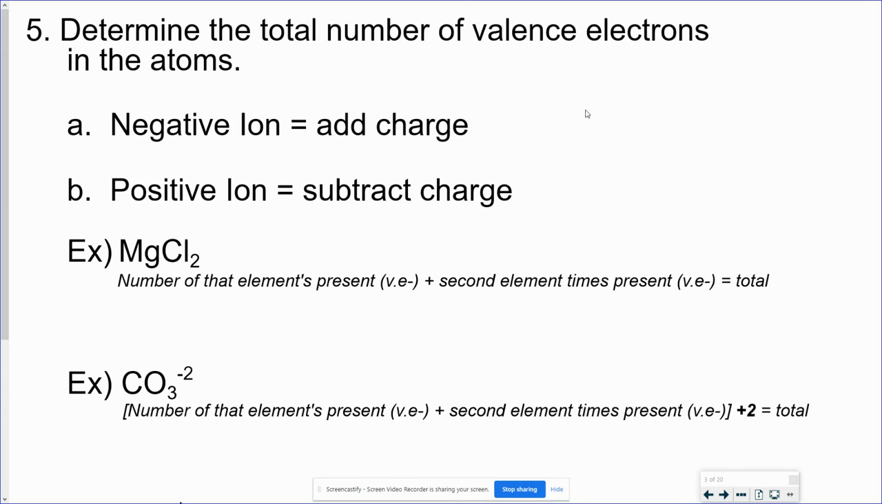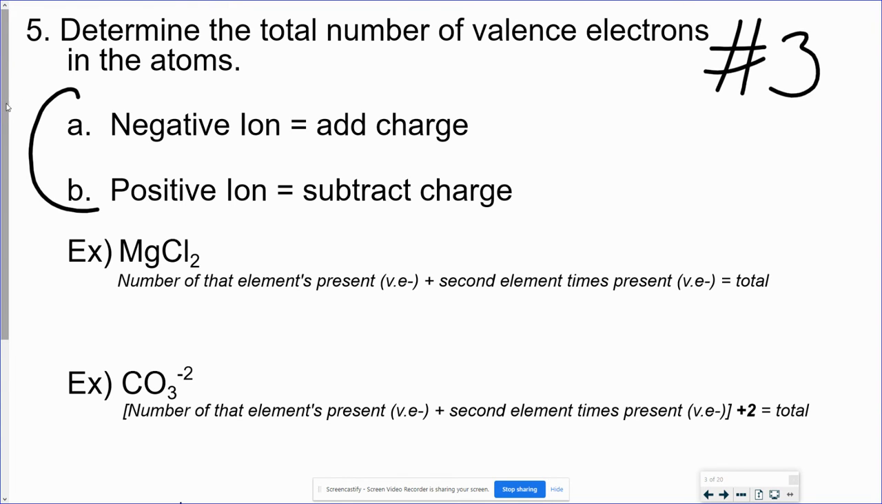So when we add up the total number of valence electrons, this is column number 3. Everything that we've talked about so far has been column number 2, that's determining bond type. For column number 3, you're determining the number of valence electrons. A little add-on is if you have a negative ion, meaning it has a negative charge, you add that number of electrons. If it's positive, you subtract that number of electrons.